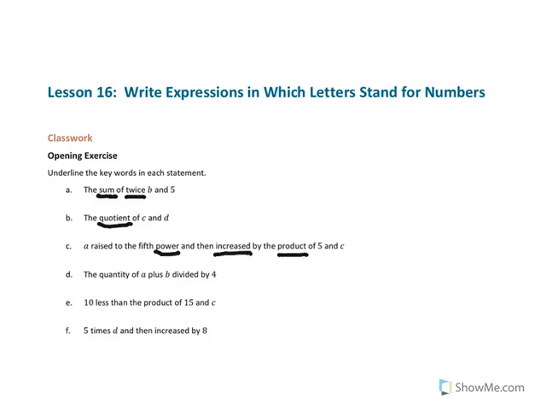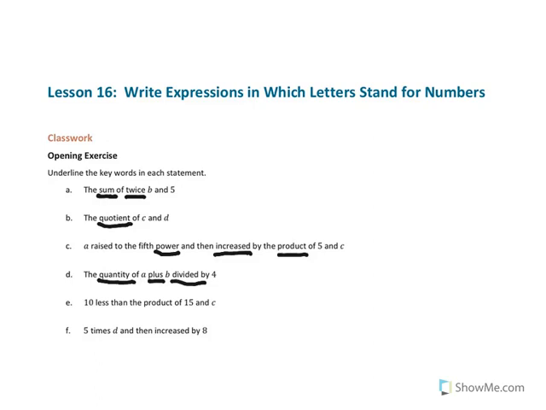D says the quantity of A plus B divided by 4. Well, quantity we know means we're going to have parentheses. And then plus knows we're going to do addition. And then divided by tells us we're going to use division. See how once you know what the words mean, it makes it a little bit easier? You'll see that in a minute again.